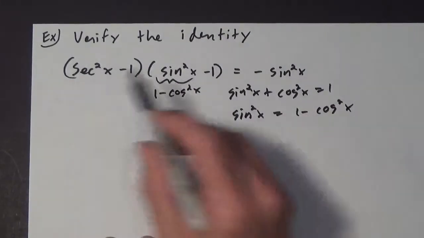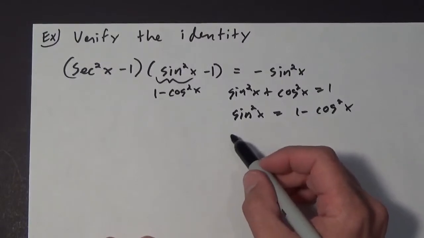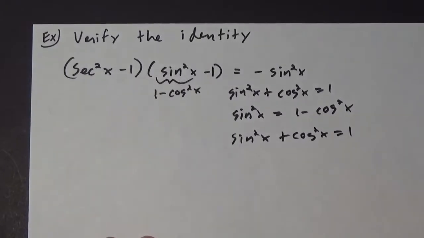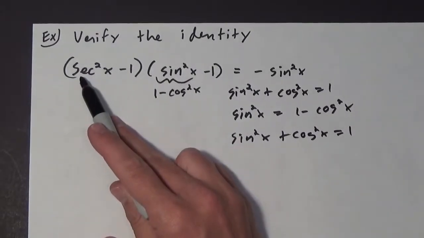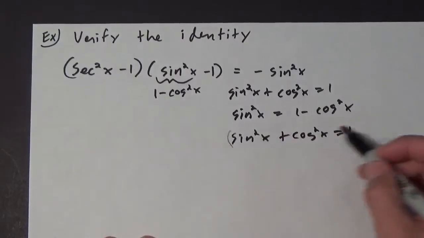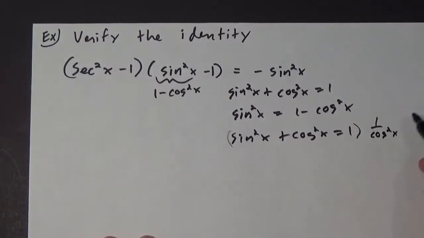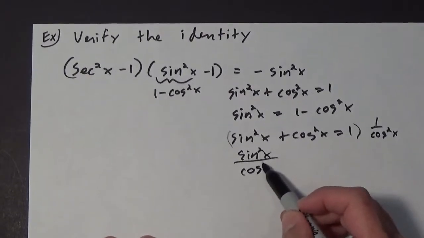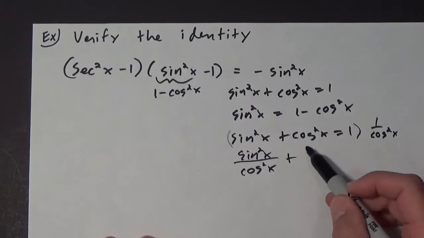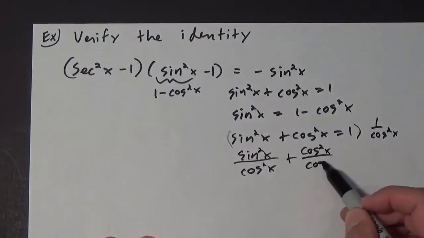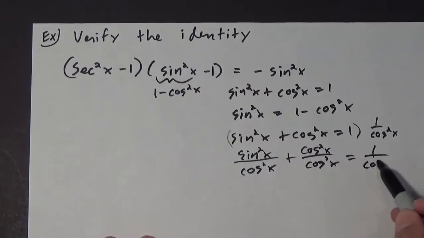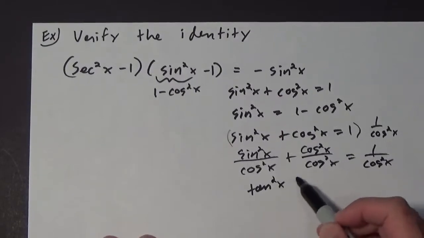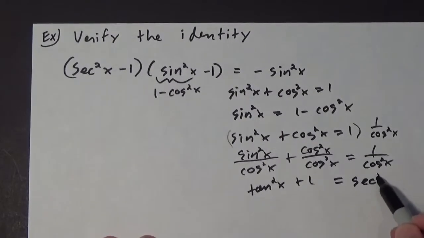Now this one here, we're going to have to start off with the same thing. We have the sine squared of x plus the cosine squared of x equals 1. And we need a secant squared, so that's 1 over cosine. So we'll multiply everything by 1 over the cosine squared of x. So we get the sine squared of x over the cosine squared of x plus the cosine squared of x over the cosine squared of x equals 1 over the cosine squared of x. So this becomes the tangent squared of x plus 1 equals the secant squared of x.